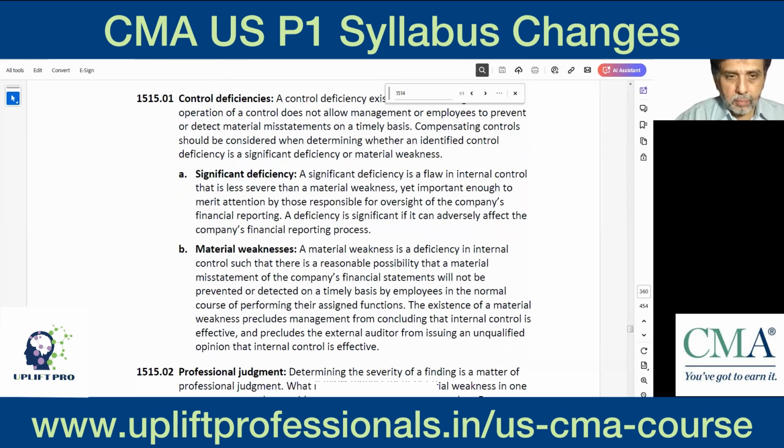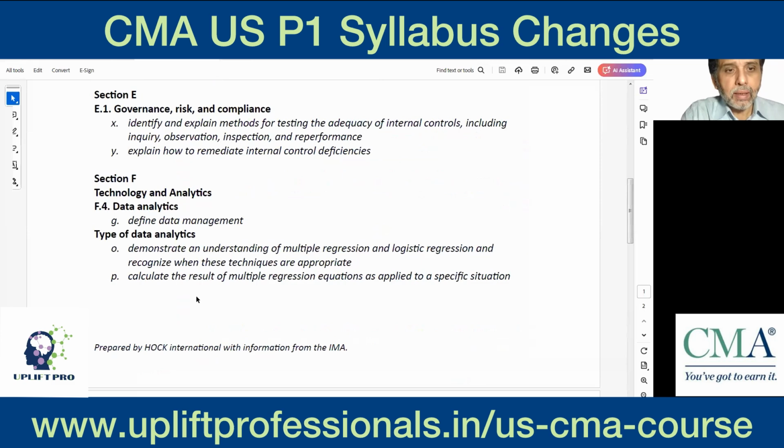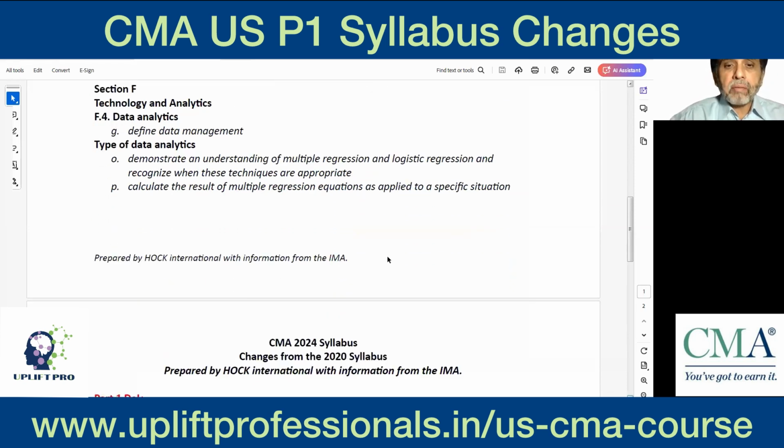Going back to section F. Define data management. Data management was included in the old syllabus also, but here it's going to be a little more. I will show you the text for it, don't worry.